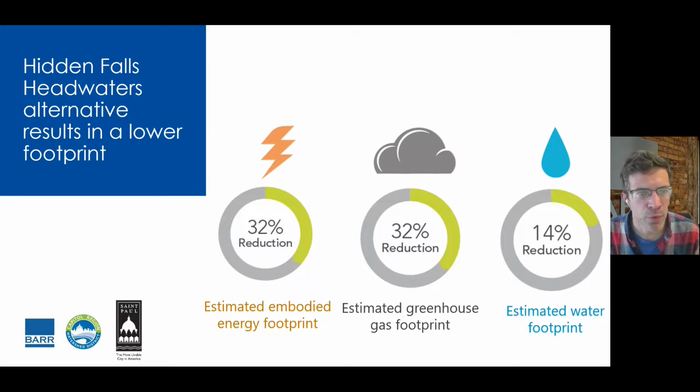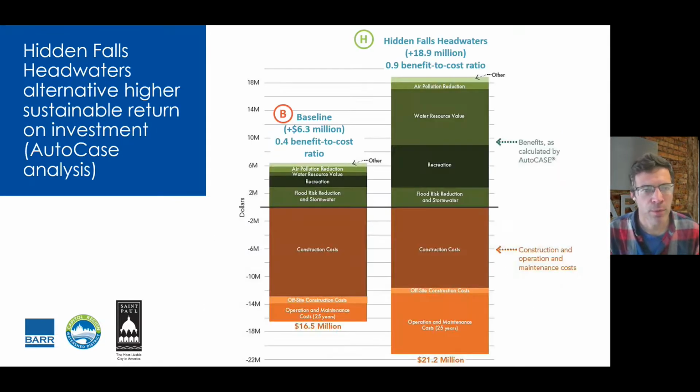We also then compared the two alternatives, the baseline and the district system, through a number of different sustainability lenses. So we looked at the embodied energy footprint, greenhouse gas and water footprint, and found that in all cases, doing a district system resulted in less energy, greenhouse gas, and water footprint, primarily due to the amount of materials needed in construction. Doing more at the surface, having more plants, more topsoil, and less concrete underground resulted in better sustainability metrics.